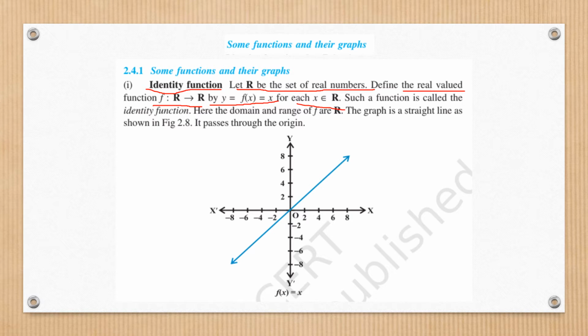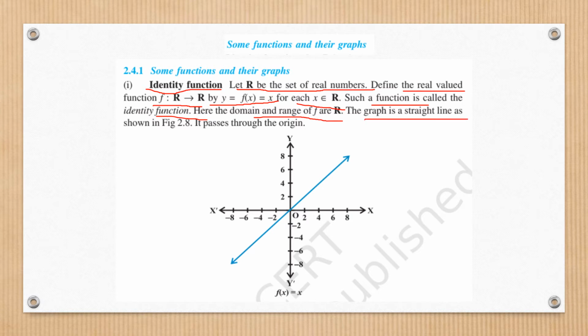Why? Because when you put x as 1, you will get y the same as 1. You put x as 2, you will get y as 2. 3, 3, 4, 4, like this. So 0, 0, minus 1, minus 1, right? So you will get the identical value. So such a function is called the identity function, right? Here the domain is R because you can put any real number. Range is also R because whatever you are putting, that is also coming. So range is also R.